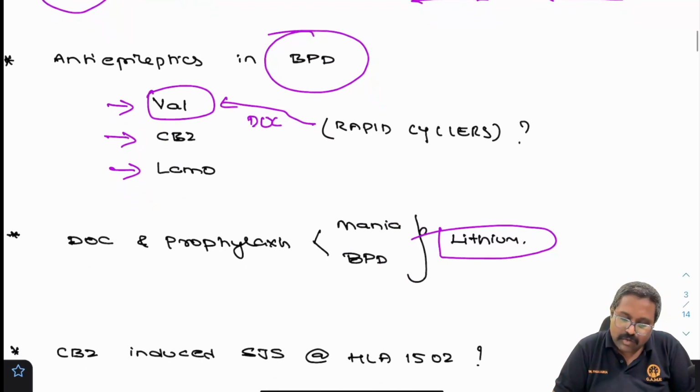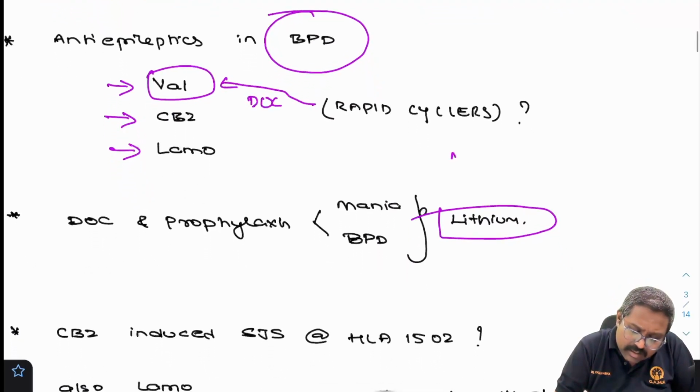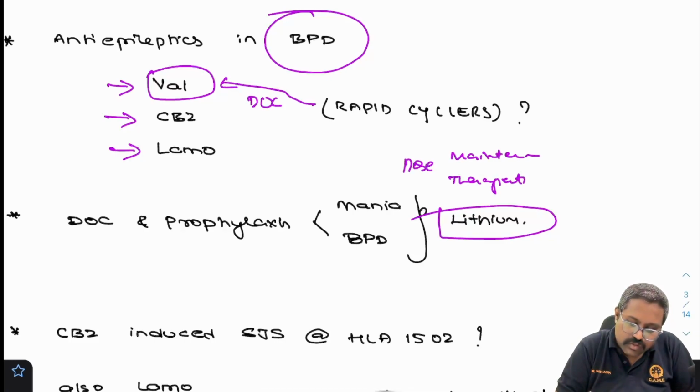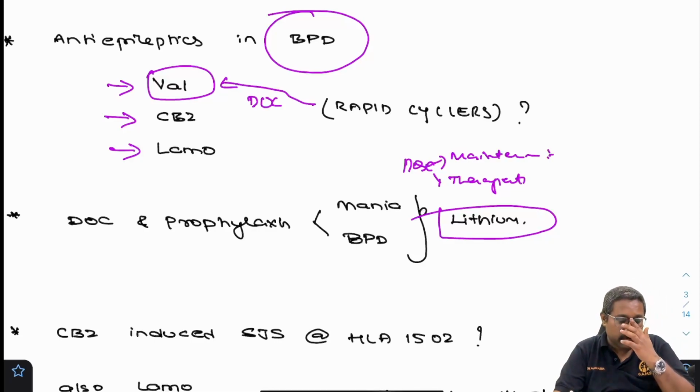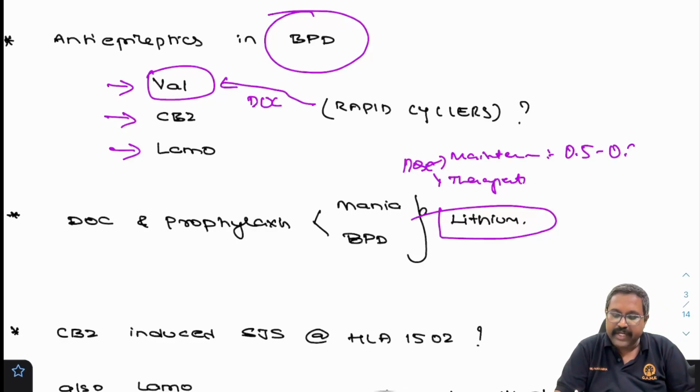Is that clear? Okay. So what will be the maintenance dose, and what will be the therapeutic dose? The maintenance dose is 0.5 to 0.8. Therapeutic will be from 0.8 to 1.1, or they say 1.2.